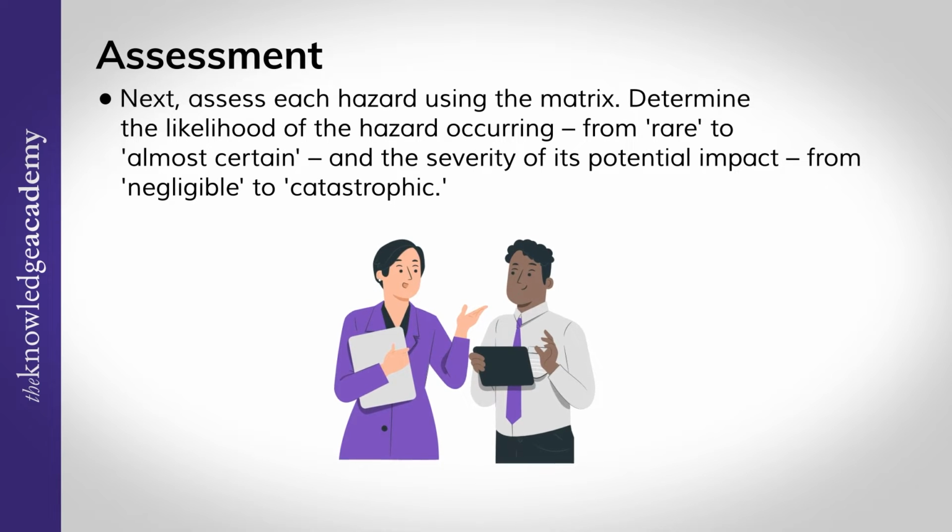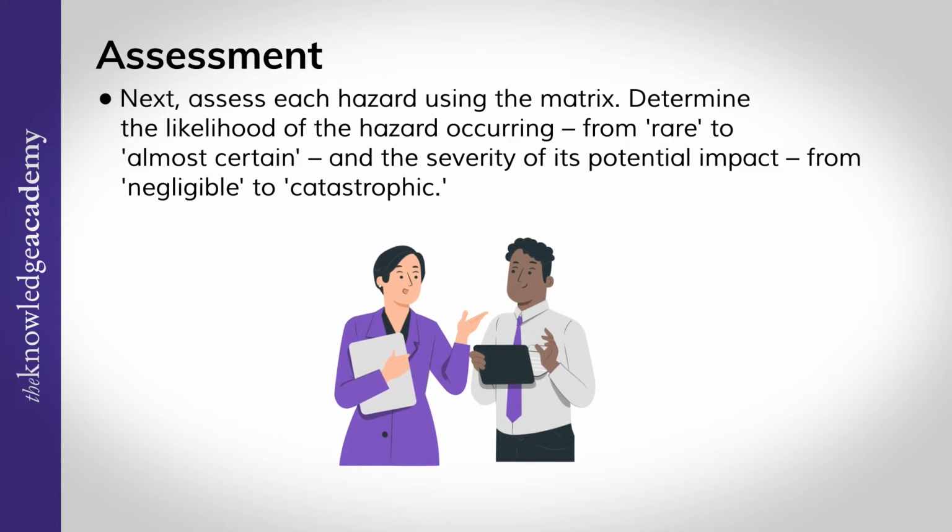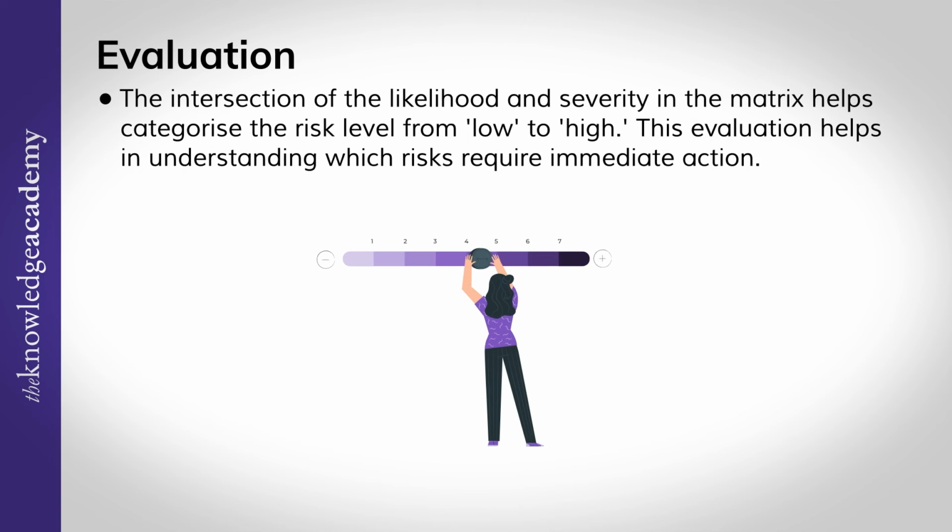Assessment. Next, assess each hazard using the matrix. Determine the likelihood of the hazard occurring from rare to almost certain, and the severity of its potential impact from negligible to catastrophic. Evaluation. The intersection of the likelihood and severity in the matrix helps categorize the risk level from low to high. This evaluation helps in understanding which risks require immediate action.